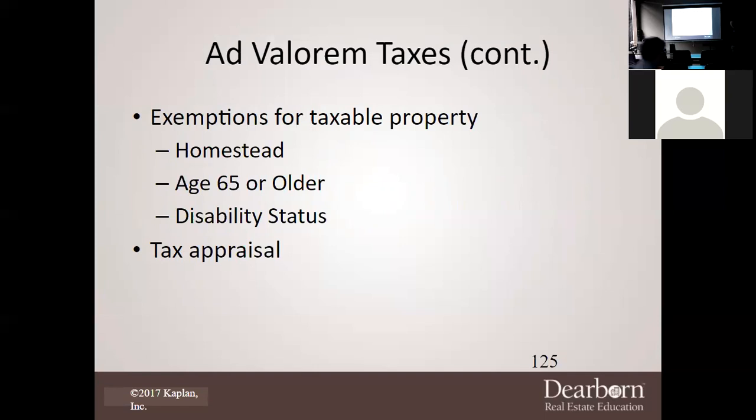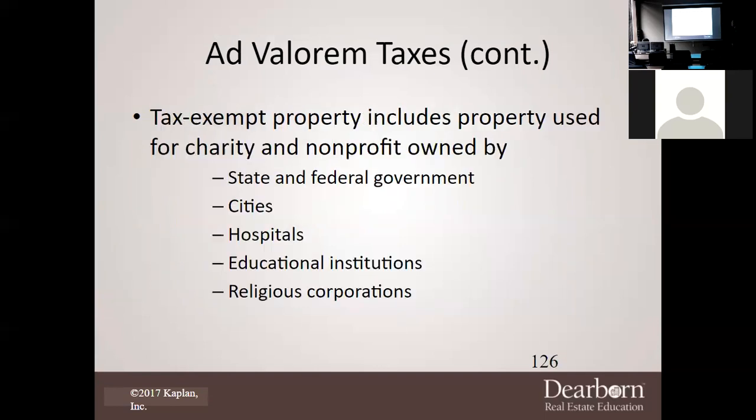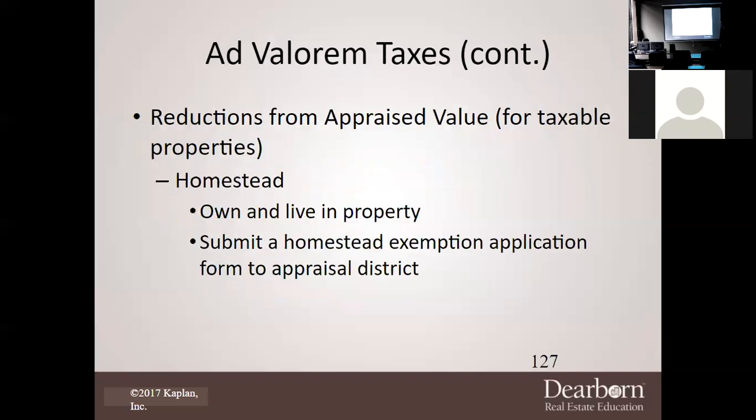So if a client has a homestead, like we've talked before, if they are 65 or older, or if they are disabled, there are certain exceptions. Of course, there will also be a tax appraisal done. The tax-exempt property will include property that is used for charity and not-for-profit. Of course, they would be exempt, but they have to be owned by either the state, federal government, cities, hospitals, educational institutions, or religious corporations, okay?